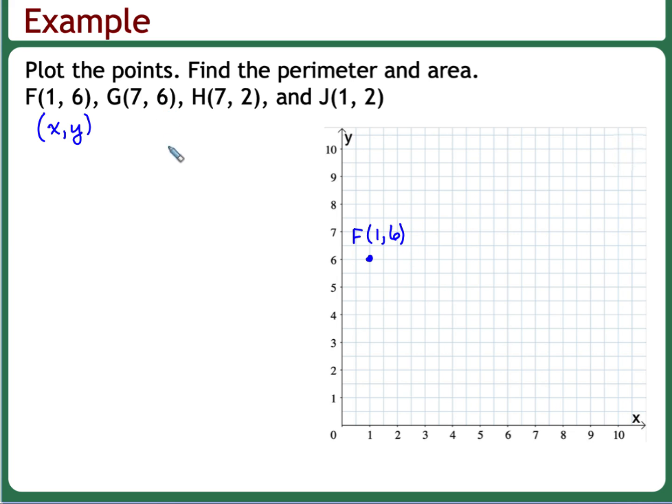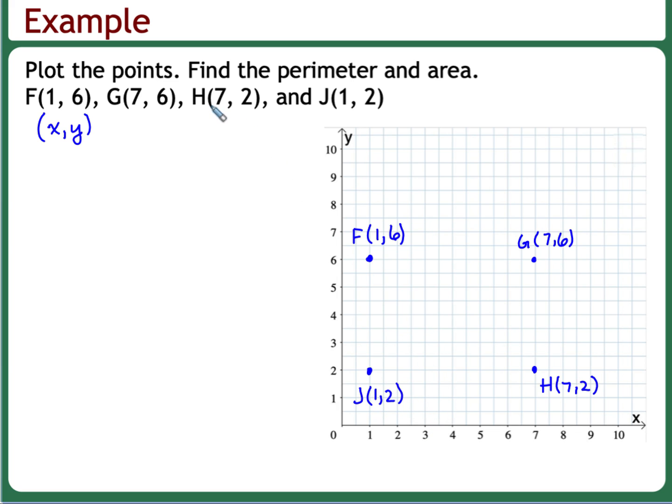Now let's do 7, 6, so in the x direction 7, in the y direction 6, so then we have 7, 6 is point G. Point H is at 7, 2, x 7, y 2, so that's our point H. And then finally point J is at 1, 2, so in the x direction 1, in the y direction 2, and that is our point.